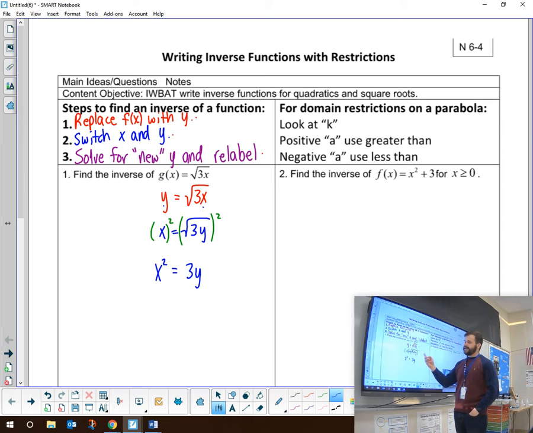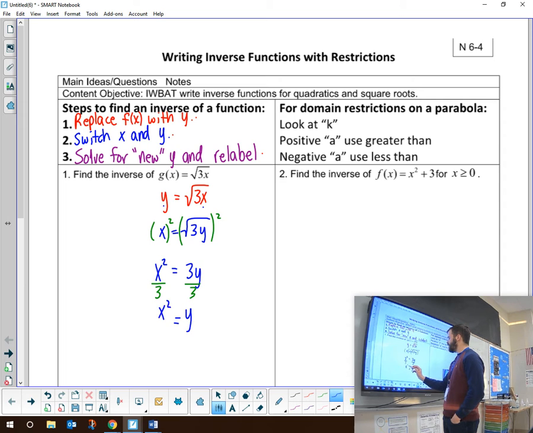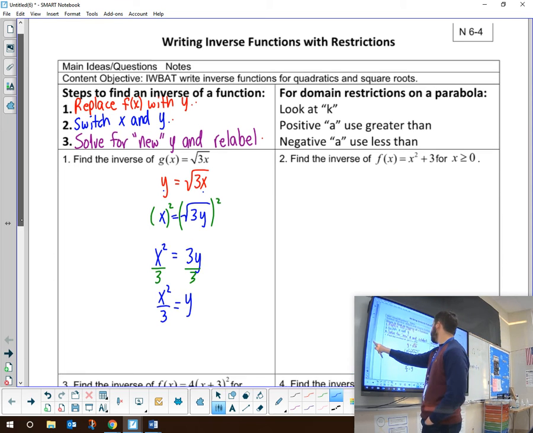And then I need to get rid of that 3. Now that 3 is being multiplied to the y. So to get rid of that 3, I need to divide by 3. So I'm going to divide this side by 3 and divide this side by 3. So we're going to have an answer of y equals x squared over 3. So I solved for my y. Now, we need to relabel and make sure we're thinking about the same thing. Okay? So we're going to relabel it.